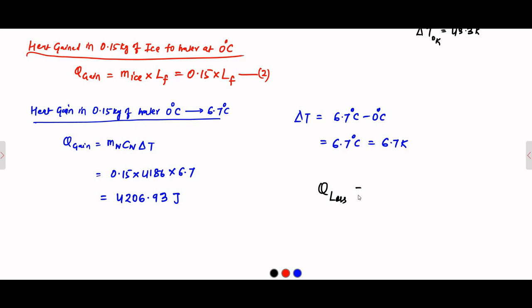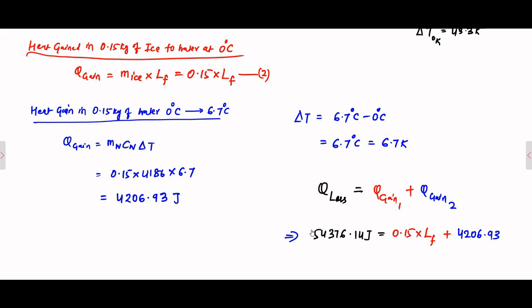So total heat loss will be equal to the total heat gain. So total heat loss is equal to this gain 1 in red, from 0.15 kg of ice to water, plus the second gain here in blue. The total heat loss is equal to the total heat gain. So that implies this 54376.14 joule is equal to 0.15 into latent heat of fusion plus 4206.93. This is the basic principle of calorimetry. The total heat loss is equal to the total heat gain.